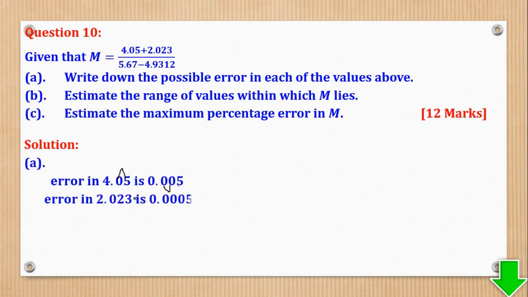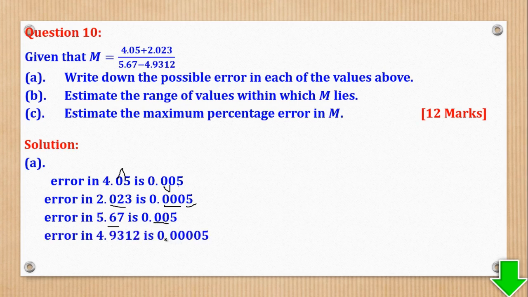Then the second one has three decimal places, so it would be 0.0005. There are three zeros because there are three decimal places. This one has two, so it would be 0.005. This one has four decimal places, so it would be 0.00005. So there are four zeros because there are four decimal places. So the number of decimal places is what helps you to identify the number of zeros to write.